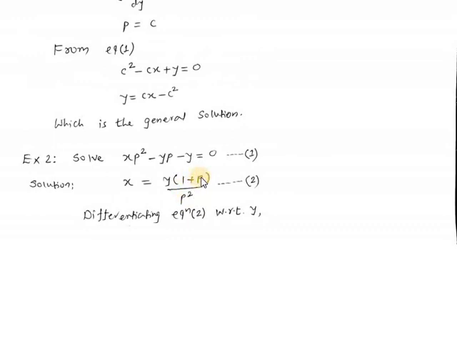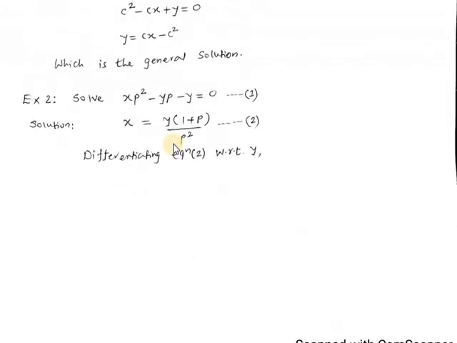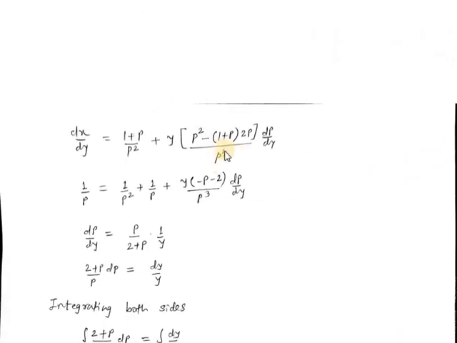So first of all, (1 plus p) divided by p square is constant, and the derivative of y with respect to y is 1. Plus, now y is constant, therefore y will be as it is, and we have to take the derivative of (1 plus p) divided by p square with respect to y. So first of all we will take the derivative of this term with respect to p, then we will take the derivative of p with respect to y. So here we will use the u by v rule, so it will be p raised to 4 because of the denominator square.